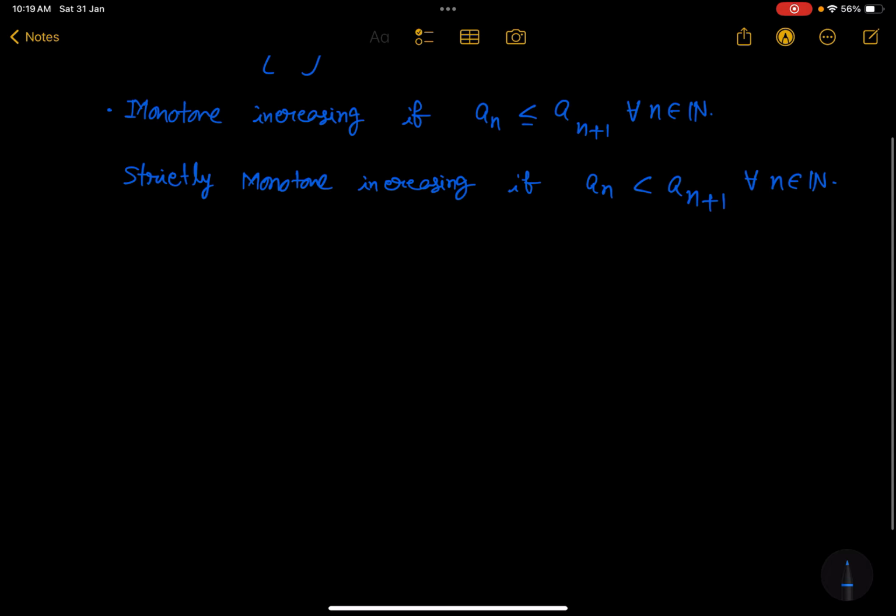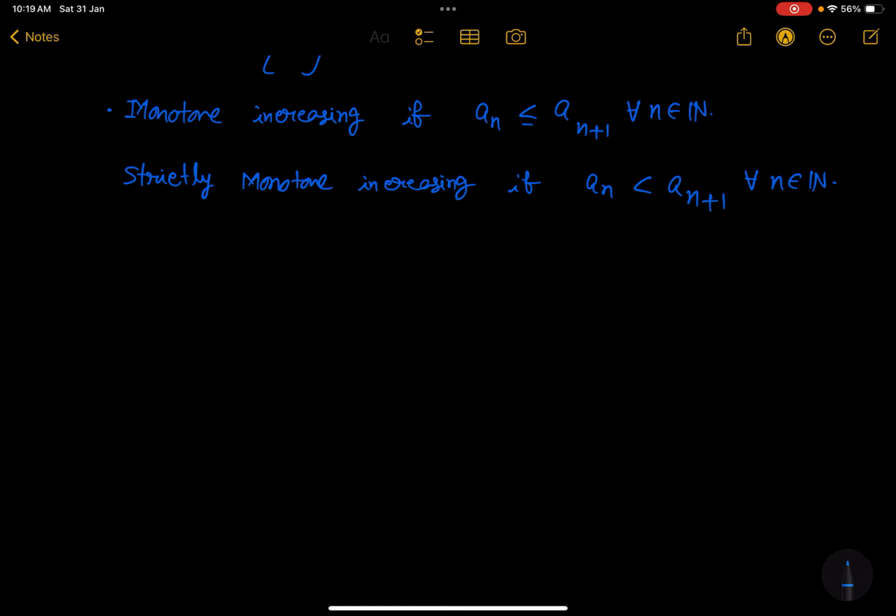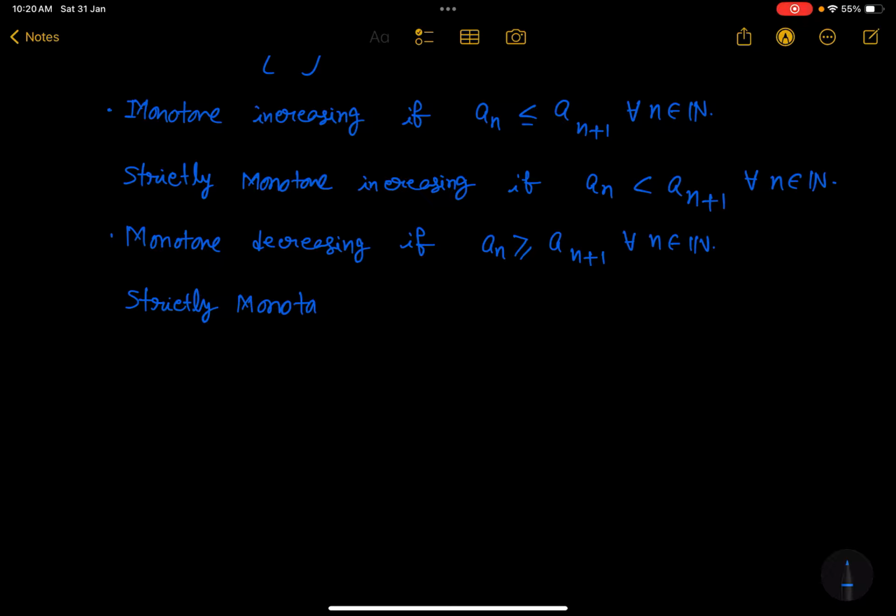In a similar way, we say that this sequence is monotonically decreasing, or monotone decreasing, if a_n is greater than or equal to a_{n+1} for every n belonging to N.